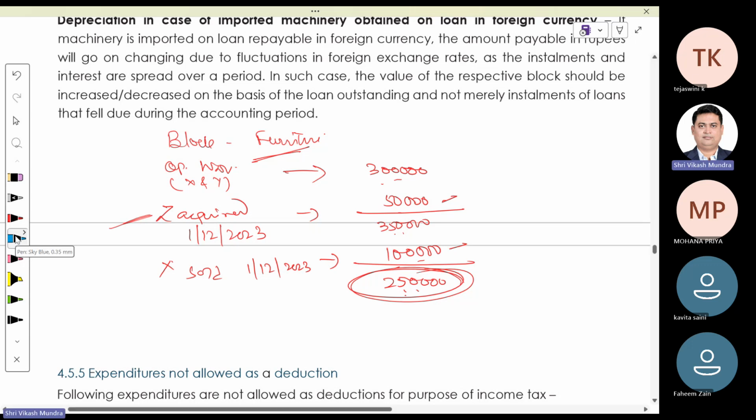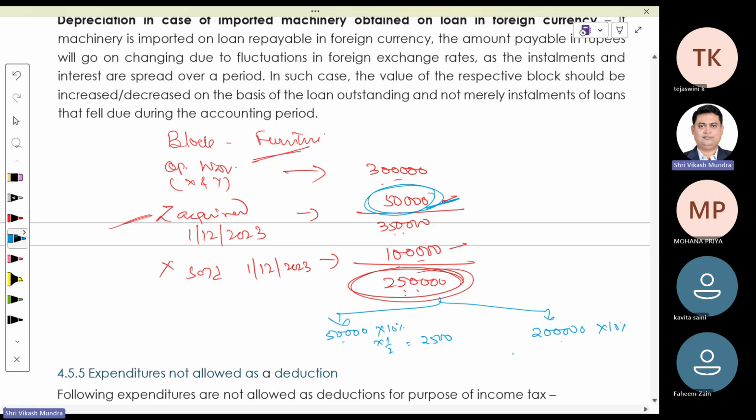Okay. In this situation, since the acquired asset was not put to use for more than 180 days, on this value we shall calculate depreciation at half rate, and on the balance value, we shall calculate depreciation for the full rate. So 50,000 into 10% into half would be 2,500. On the balance 2 lakh into 10% comes to 20,000. So altogether, the amount of depreciation in this situation would be 22,500. Is it clear? One more situation.